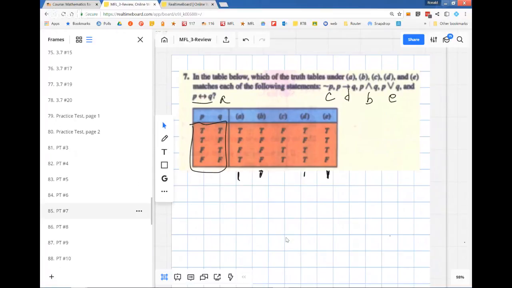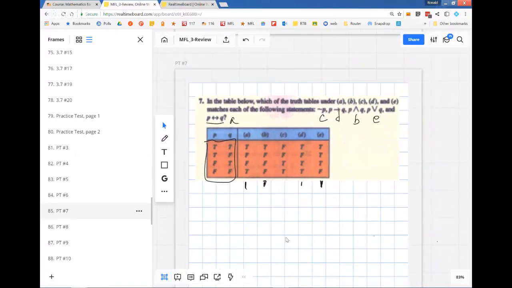I can see. So you've got your base table on the left there, P and Q. And like you said, you already got A. B: the only one that's true is when both of them are true. That's a perfect example of your and. So B goes with the P and Q. Exactly. On C, that's the negation. Not P is the opposite of P. Instead of TTFF, FFTT. Yep.